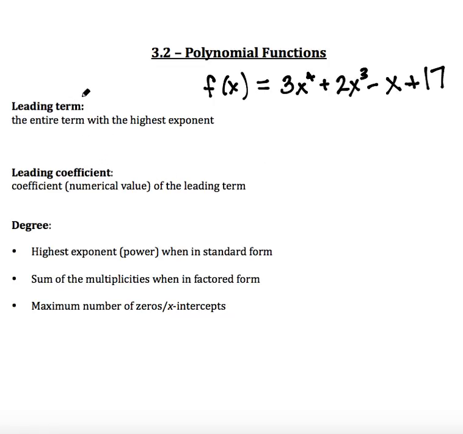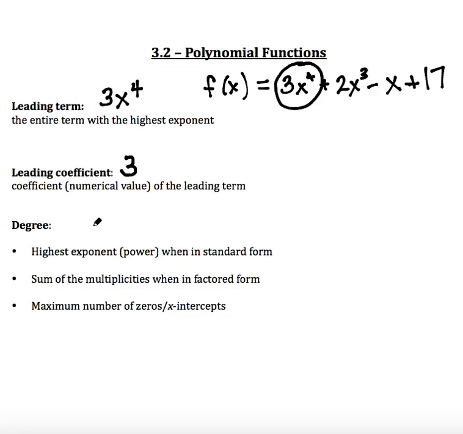Now, let's talk about these three definitions. The first is the leading term. The leading term is the entire term that has the highest exponent. So in this example of a polynomial function, my leading term is 3x to the fourth. All right. The leading coefficient is the coefficient, or the numerical value, of the leading term. Well, I just noticed that my leading term is 3x to the fourth. That coefficient in front of that term is a 3. So my leading coefficient is a 3.